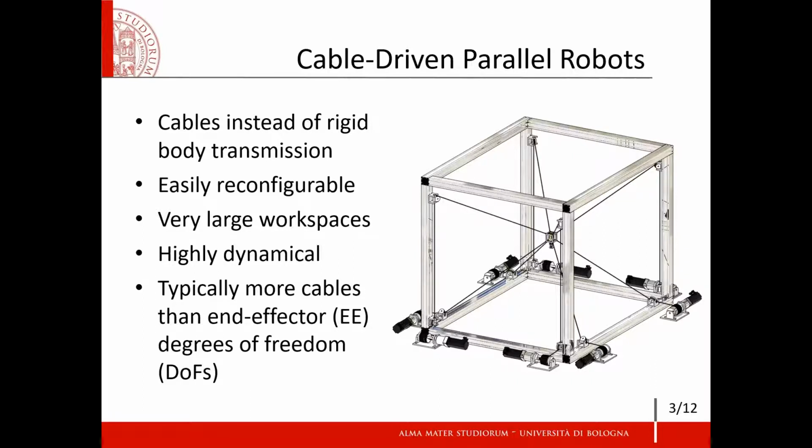In addition, cable inertia is usually negligible with respect to the carried payload, so these manipulators can perform highly dynamical motion. On the other hand, cables can only pull, and typically more cables than the end effector degrees of freedom are used in order to over-constrain the platform. Unfortunately, the more cables are installed, the less the workspace will be accessible.